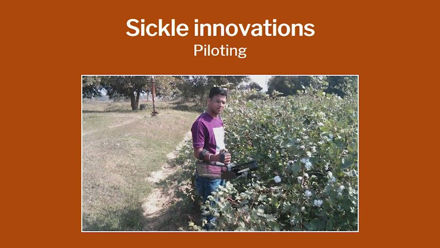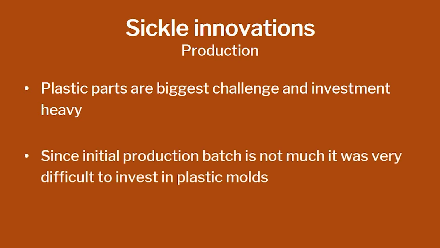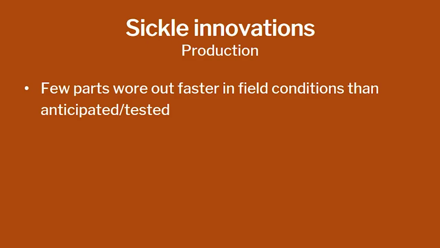In the production level, when they wanted to now produce in large quantities, plastic parts were a big challenge, okay? And of course it was investment heavy. Why? Because if you use injection molding, which is a manufacturing process, you have to have molds. Molds are expensive. If you have to change your design every once in a while, you have to have a different mold, and that makes it very investment heavy. So they had to therefore compromise quality, both design and features, so that it was more or less like that, but not quite. And that can make a difference.